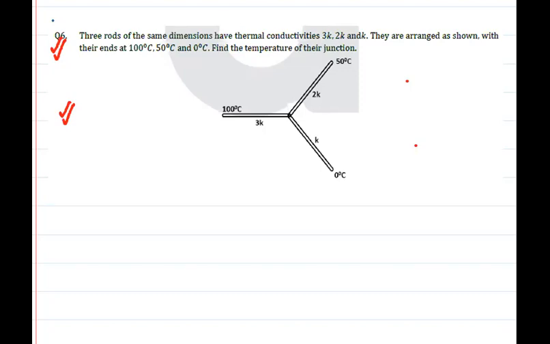Very good, right? This is an easy one. Now, we will use the junction concept, right? So I can say that suppose the temperature is T over here. I hope all of you remember the concept, yes or no? Yes, Pradyumna, very good. So let's write down the concept.